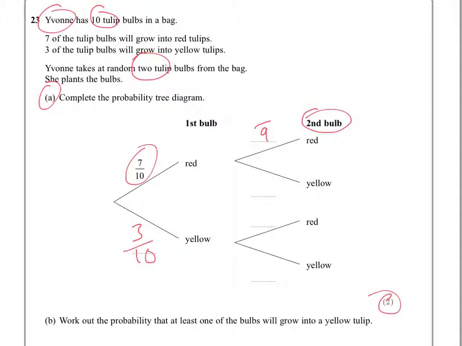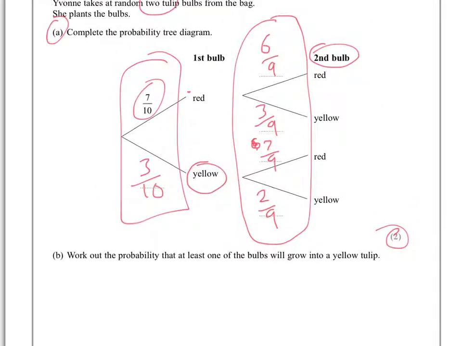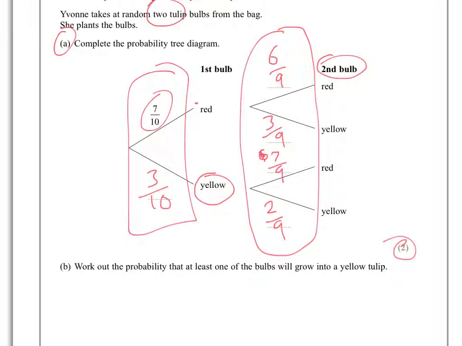So if she's taken a red bulb, then there are 6 red bulbs left out of 9, and there are 3 yellow bulbs out of 9. If she took a yellow bulb at the first stage, then 7 out of 9 of the bulbs that are left are red, and 2 out of 9 of the bulbs that are left are yellow. Now, if you missed this bit, don't worry too much, because you'll have got 1 mark out of 2 for this bit over here. The probability that at least one of the bulbs will grow into a yellow tulip, well, that would be this branch here. It could be this branch here, because there's 1 yellow along this one.